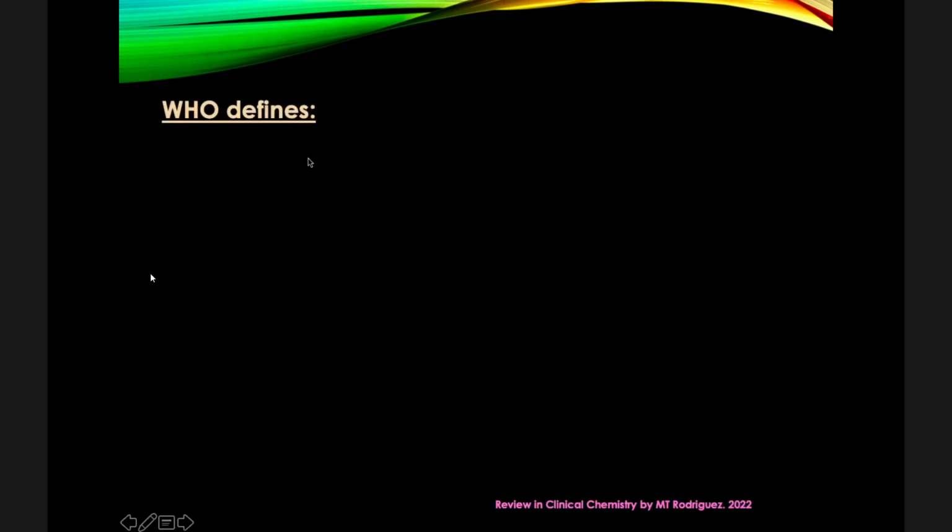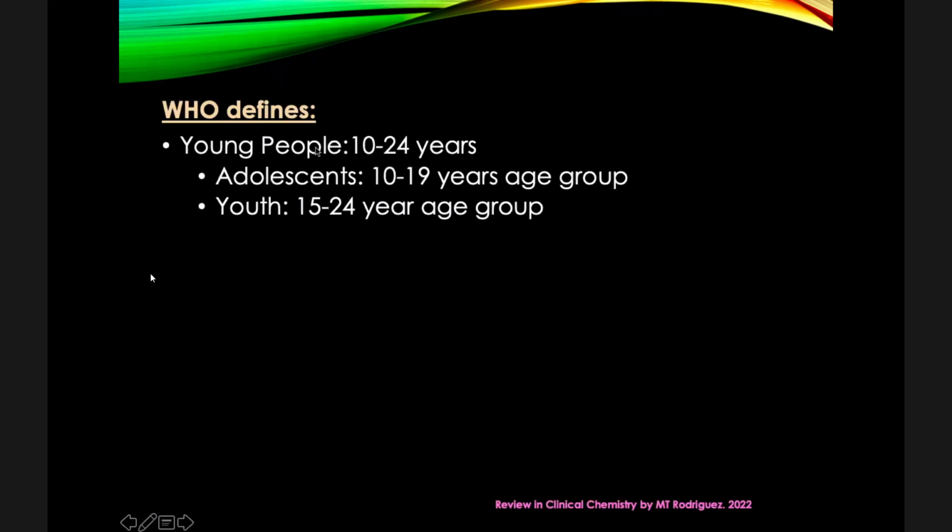Huwag kalimutan, WHO defines young people 10 to 24 years old. Take a photo please para magka-idea ka lang. Baka gamitan ka ng word na adolescence. Ano ba yung adolescence, ma'am? 10 to 19 years according to WHO. Youth, baka ilagay sa board exam. This 16-year-old youth, ma'am, ano ba talaga? Youth talaga yon, 15 to 24 years.